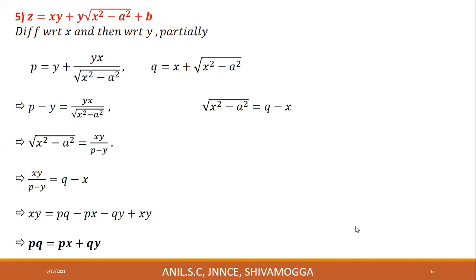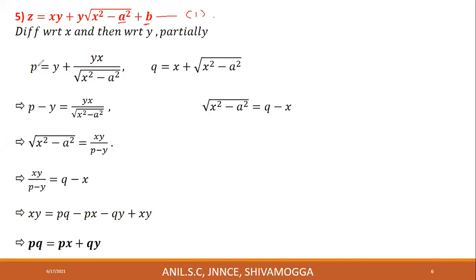z is equal to xy plus y into square root of x square minus a square plus b. This is the problem. Construct or form a partial differential equation by eliminating arbitrary constants. Here arbitrary constants are a and b. So we have to eliminate a and b. Let this be equation number 1.